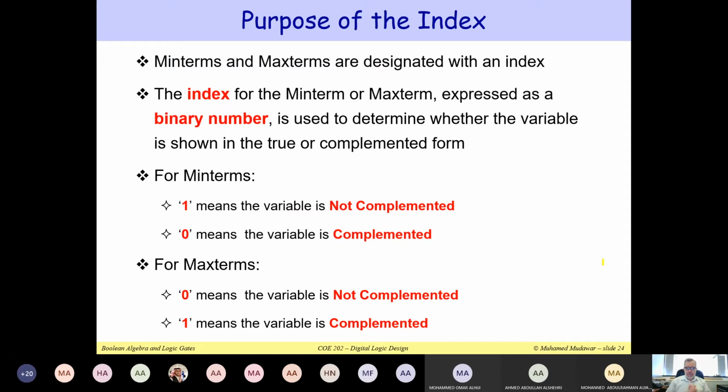Now, notice that for the minterm, when I write the variable, if the value of the input variable is 1, it means that the variable is not complemented. And when the value of the variable is 0, it means that the variable is complemented. For the max term, it's just the opposite. If the input variable is 0, it means that the variable is not complemented. And if the input variable is 1, then the variable is complemented. This is what we have done in the previous slide.